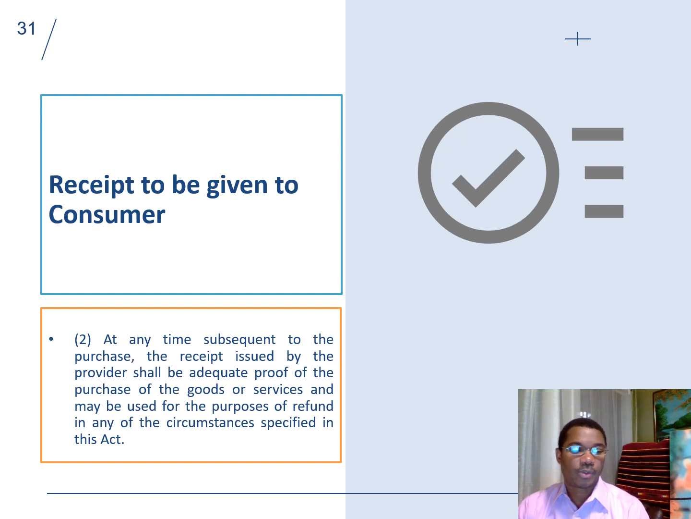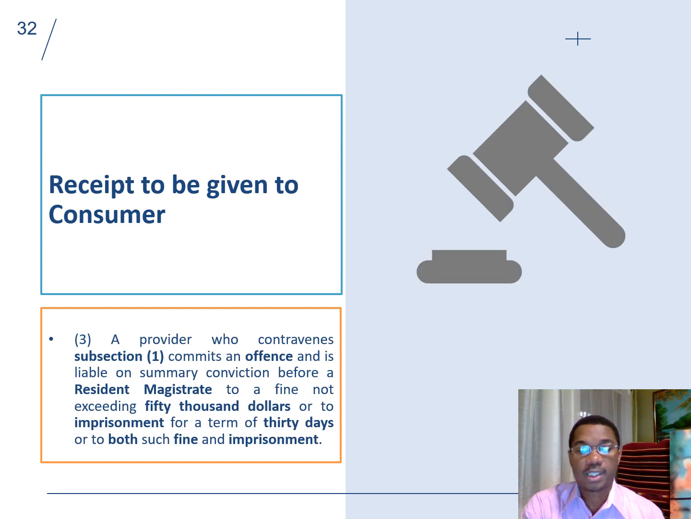Then, of course, we have subsection 2 that makes it clear that once the purchase has been made, the receipt must be issued, and that receipt, as I've said just now, is adequate proof of purchase of the goods and services. And if there's a need for a refund, then that receipt will become very important in establishing purchase and therefore the entitlement for a refund.